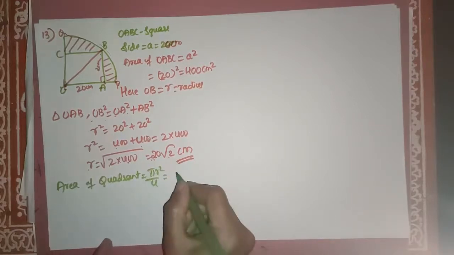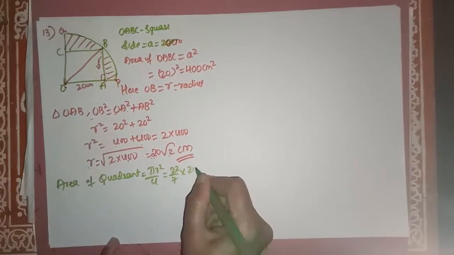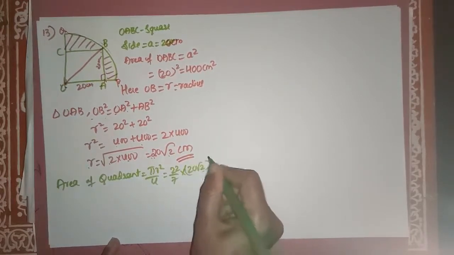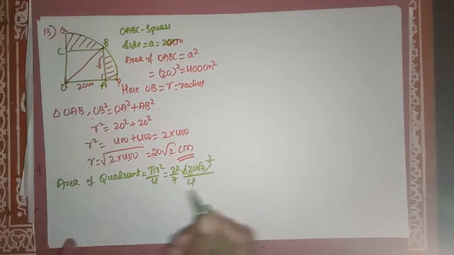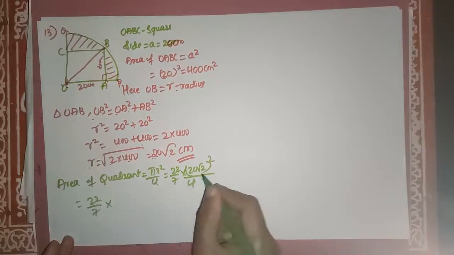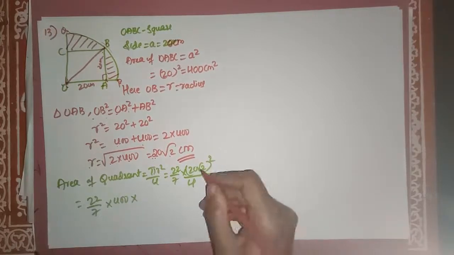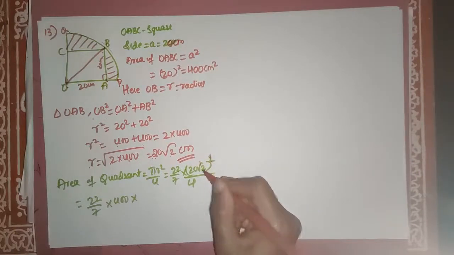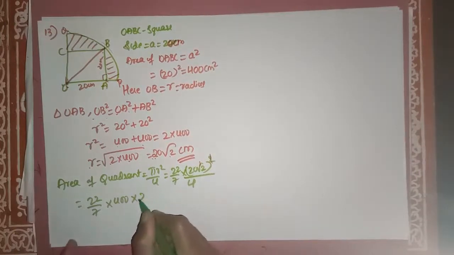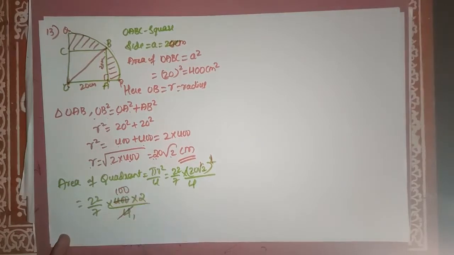Here pi is 22 by 7, r square. R square is (20 root 2) whole square divided by 4. Now this equals 22 by 7 into 20 square, which is 400. So root 2 square, the square root gets cancelled, it becomes only 2, divided by 4. Now we can easily calculate.